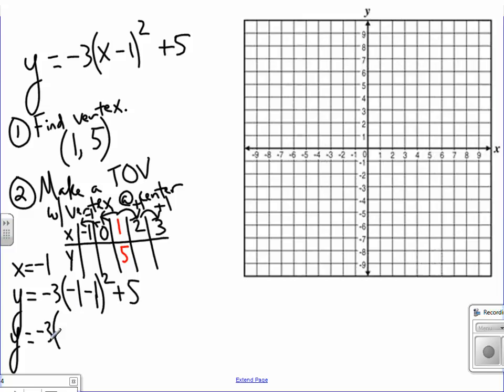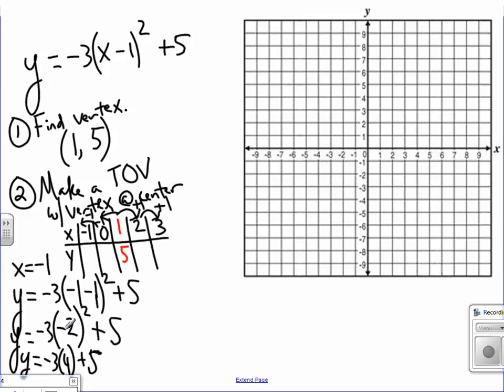-1 minus 1 is -2. All right? Follow order of operations. Parentheses, we just did those. -1 minus 1 is -2. Now we can square -2, and -2 squared is not -4, but +4, right?